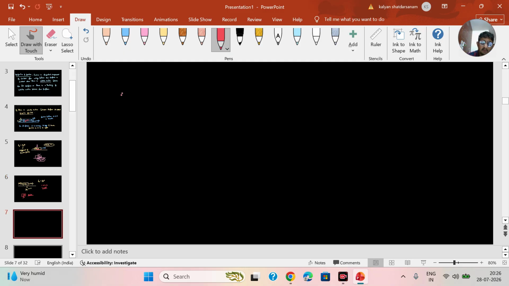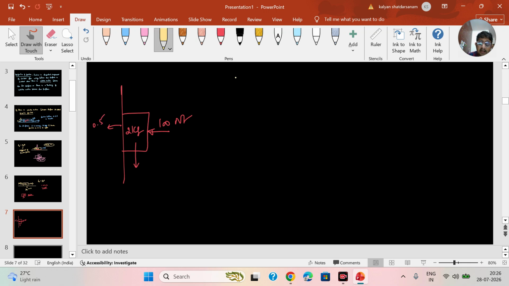For example, if I have a wall like this and a block is being pushed like this with 100 Newton, and the block is also coming down. Its mass is, let us say, 2 kg, and the coefficient of friction between wall and the block is given to be 0.5 kinetic friction. He is asking you to find the frictional force on the block, for example.